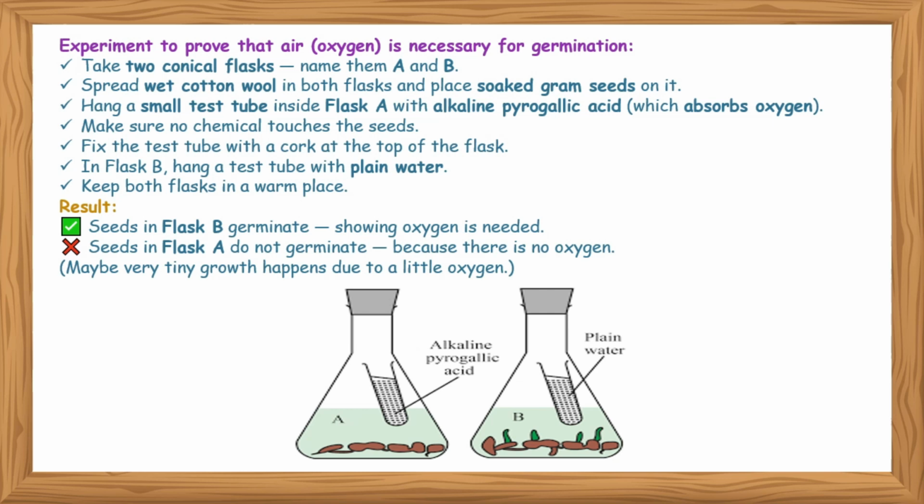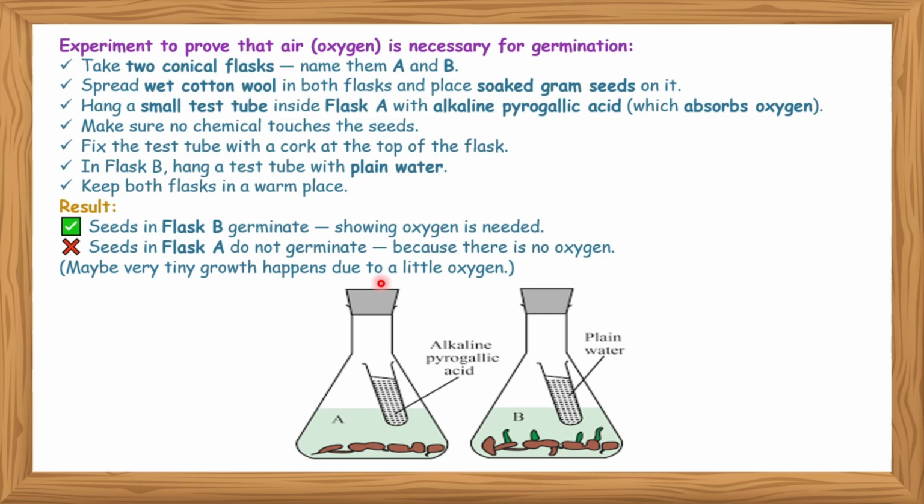Experiment to prove that air or oxygen is necessary for germination. Take two conical flasks, name them A and B. Spread wet cotton wool in both flasks and place soaked gram seeds on it. Have a small test tube inside flask A with alkaline pyrogallic acid, which can absorb oxygen. Make sure that no chemical touches the seeds so that they are not harmed. Fix the test tube with a cork at the top of the flask.